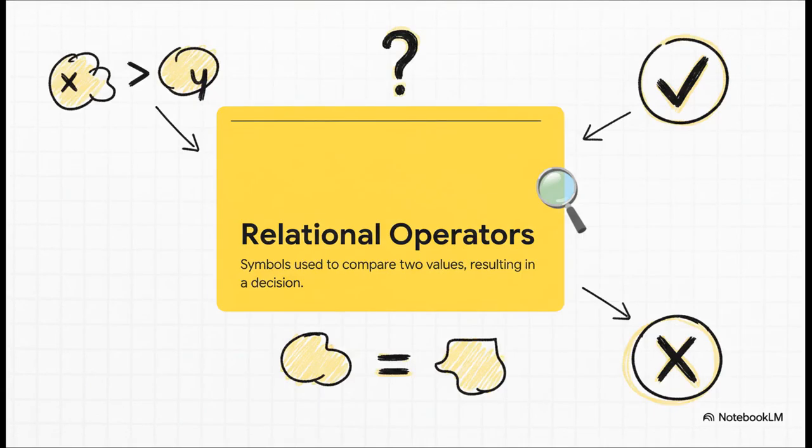So how does C do this? It uses these little tools called relational operators. They're just symbols that let the program compare two things. Is this number bigger than that one? Are these two names the same? And the answer, which is always just a simple true or false, decides what the program does next.